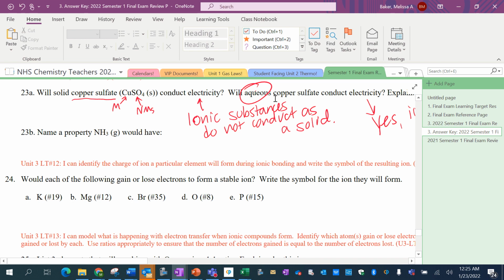Name a property that NH3 gas would have. Well, this is molecular covalent bonding. So we can list some things off like a low melting point, doesn't dissolve or doesn't conduct electricity. Those would be 2 good ones.